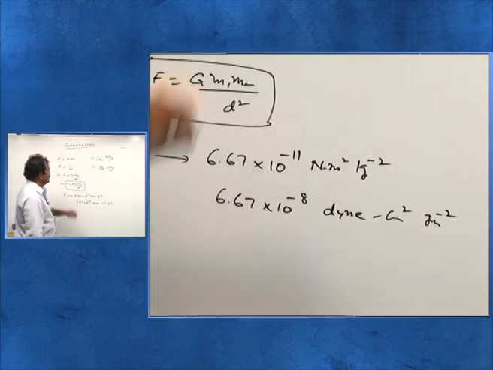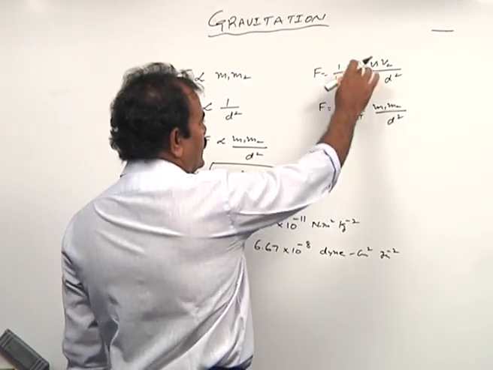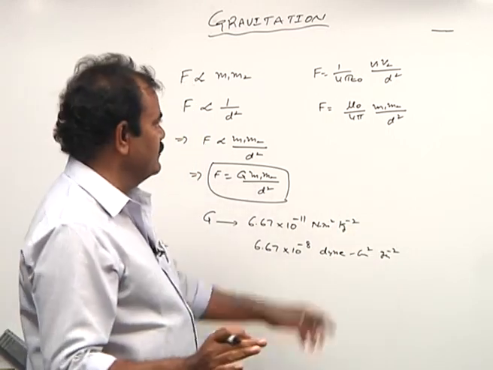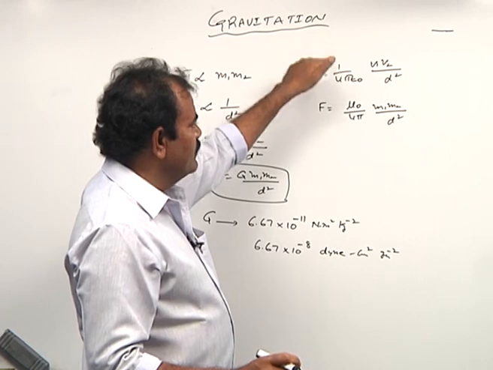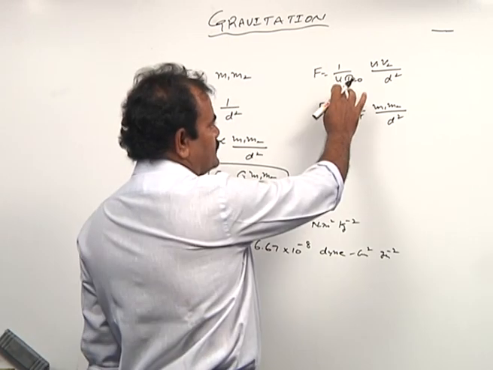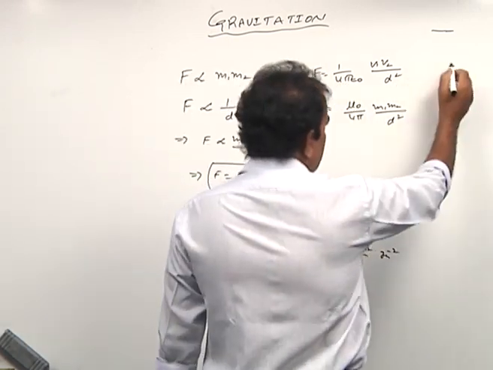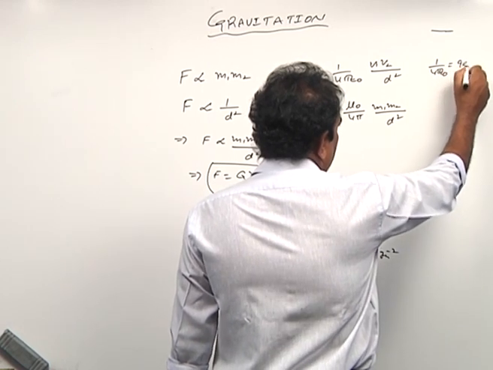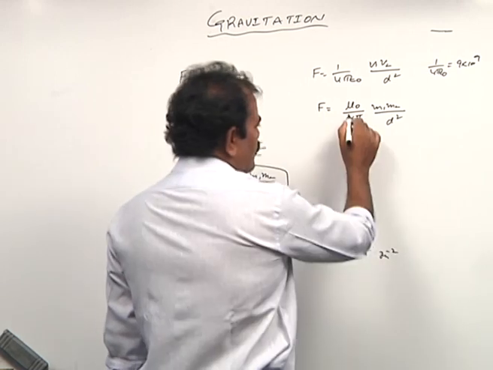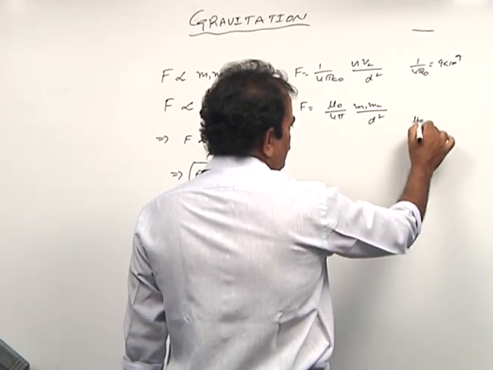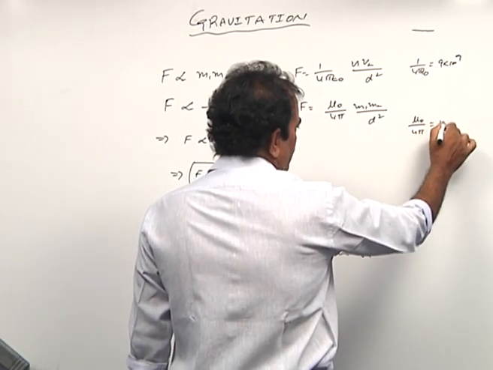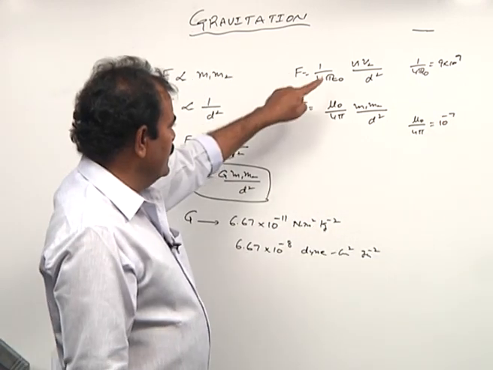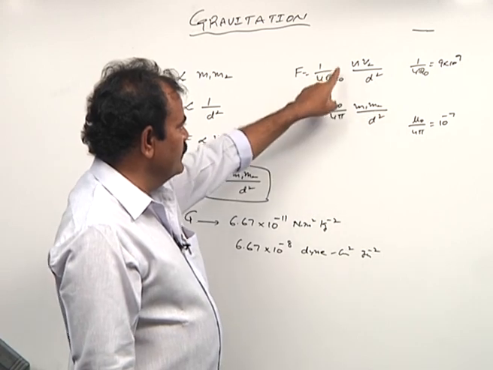But here in this case, 1 by 4 pi epsilon naught is applicable only when the medium present in between the two charges is air or vacuum, and for that, 1 by 4 pi epsilon naught is equal to 9 into 10 to the power 9. Similarly, mu naught by 4 pi is equal to 10 to the power minus 7, and these are the values only in between two charges.